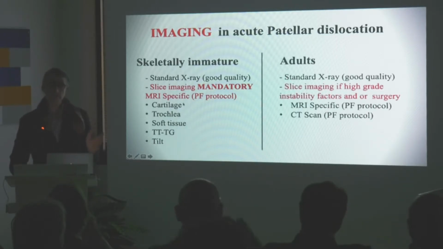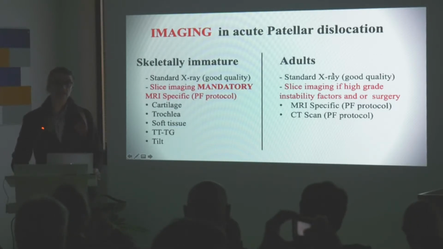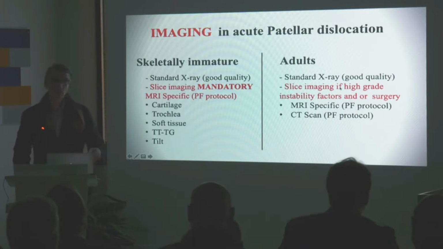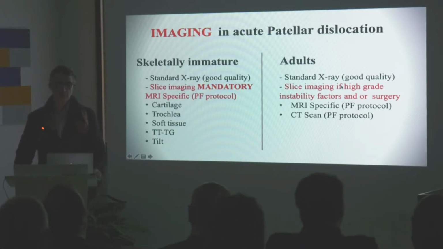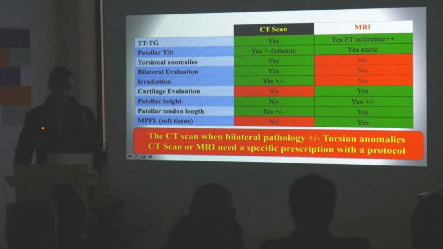In adults, it's a little bit different. You only need standard X-rays, good quality, of course, and you will ask for CT or MRI only if you have some high-grade instability factors, because the recurrence rate will be higher, and only if you plan to do surgery, because you will measure the TTTG, you will measure the tilt, but this is not mandatory at the beginning. You need X-rays, and with X-rays you see a lot of things.